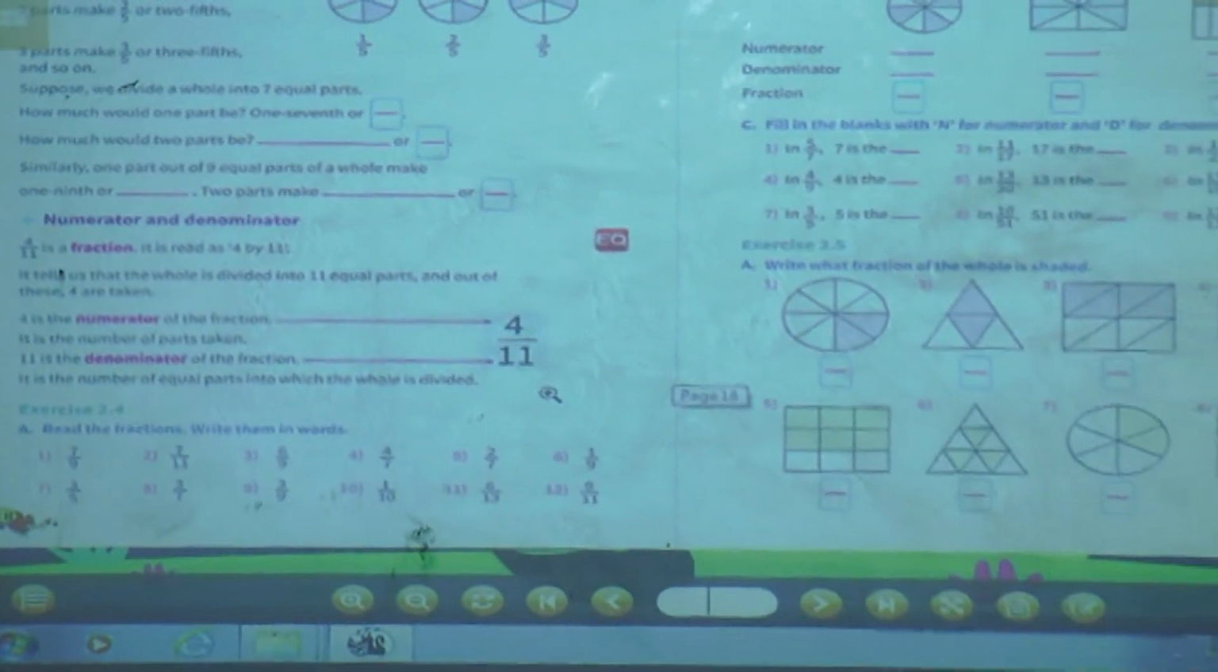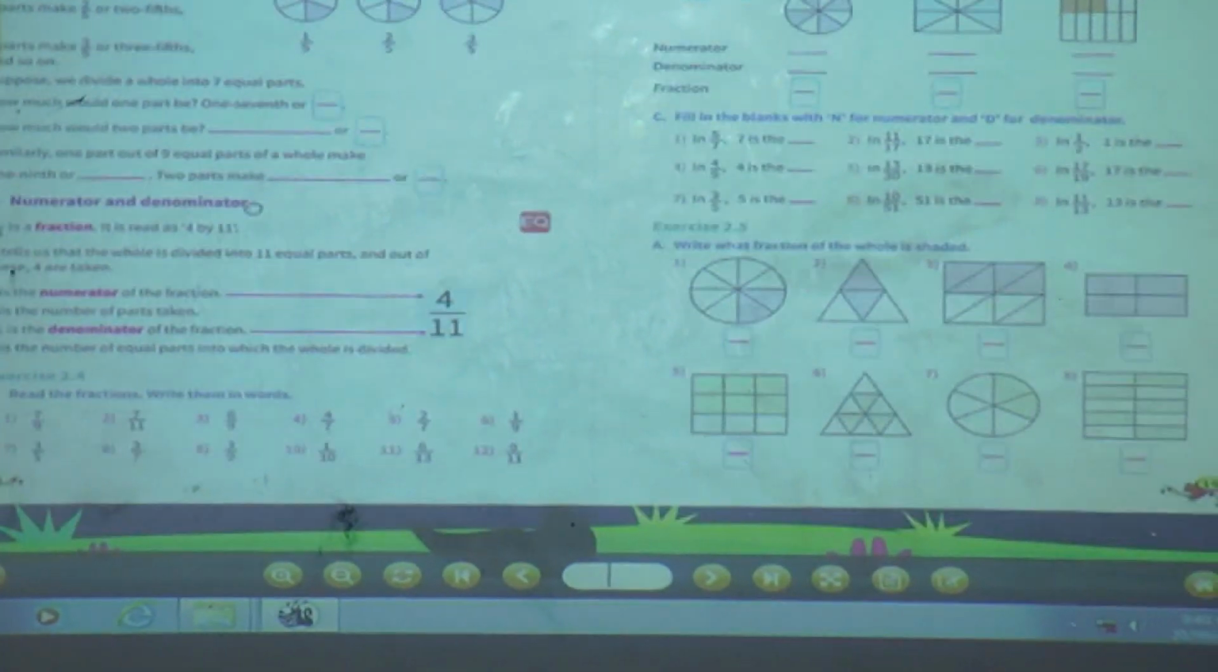Dear students, today we are going to see detail about the numerator and denominator. So open your textbook, page number 18. Look at the board here.